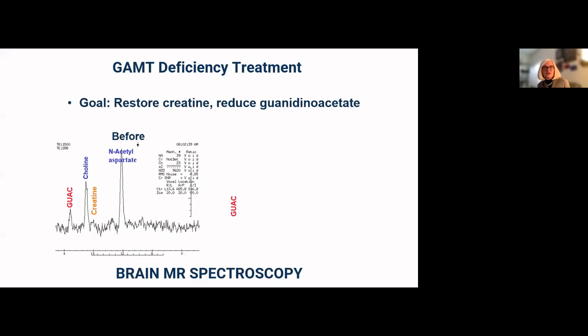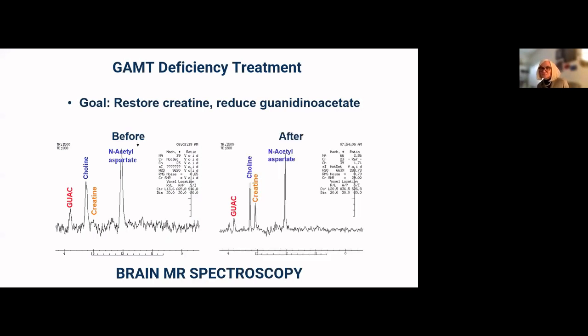So here on the left, before treatment, you can see that there is N-acetyl aspartate, choline, no peak of creatine, and you can see a peak of guanidinoacetate. On the right, this is the same patient after treatment. And now you can see that creatine appears and guanidinoacetate is also reduced.